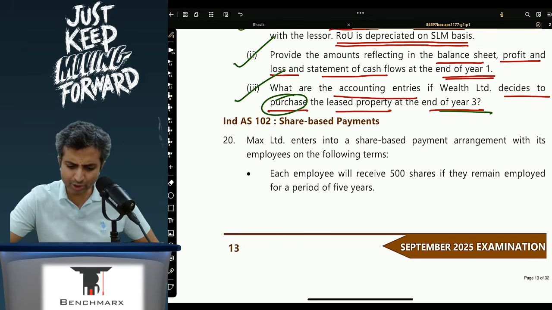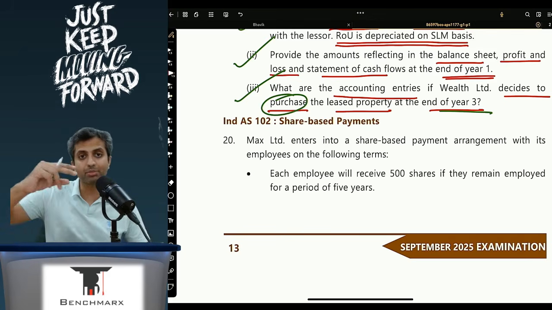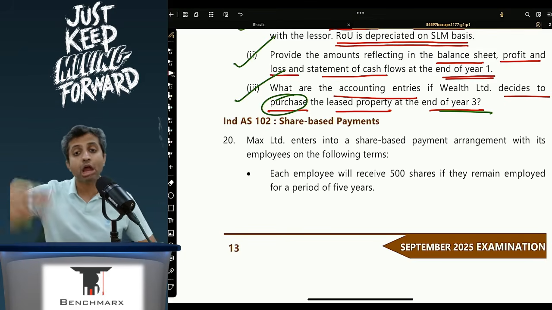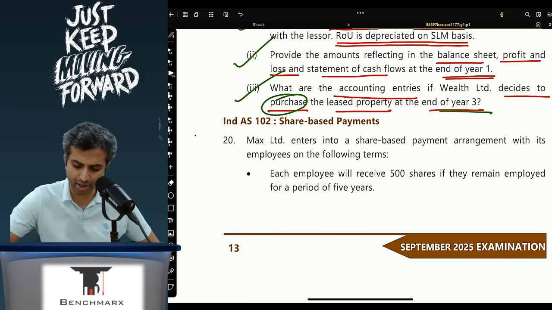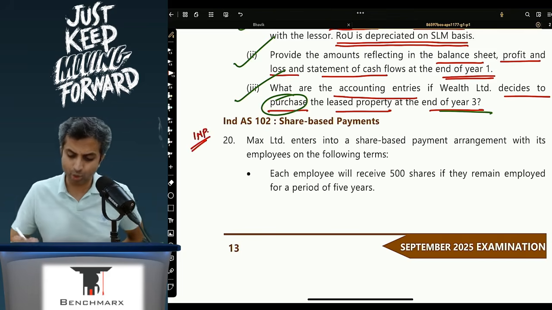But because very few questions are there on conversion from an SBP equity settled plan to an SBP cash settled plan, this question warrants a discussion. So this is the last of these different important questions.